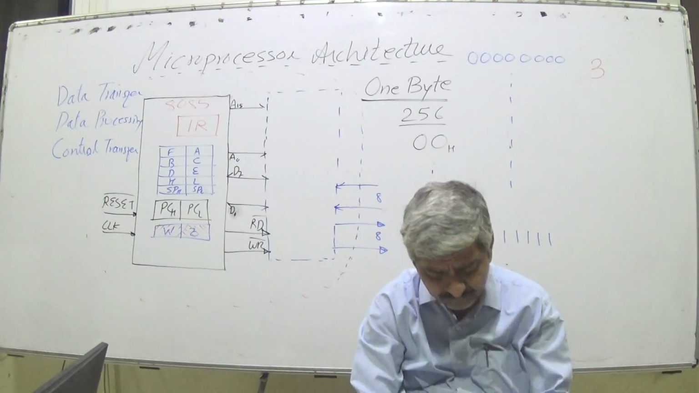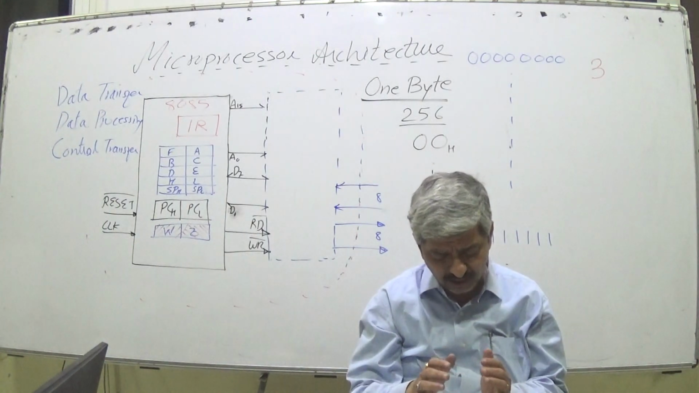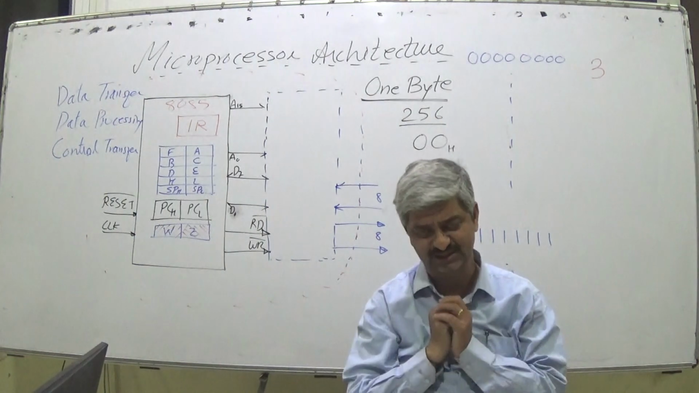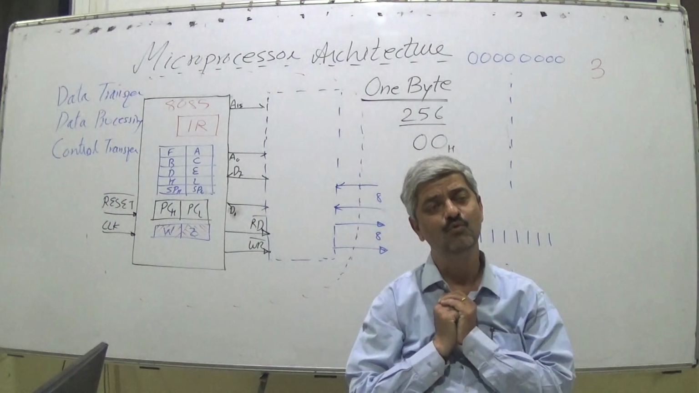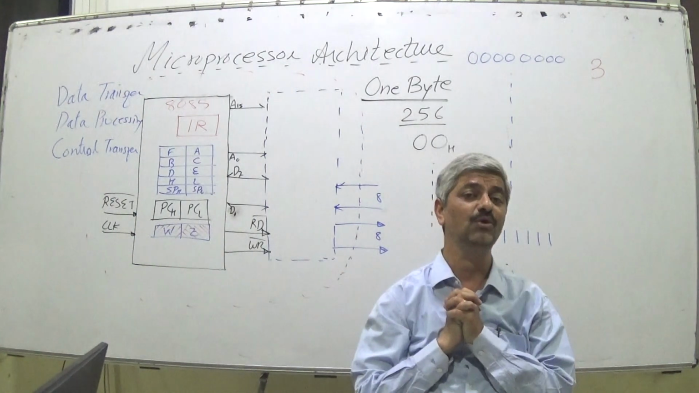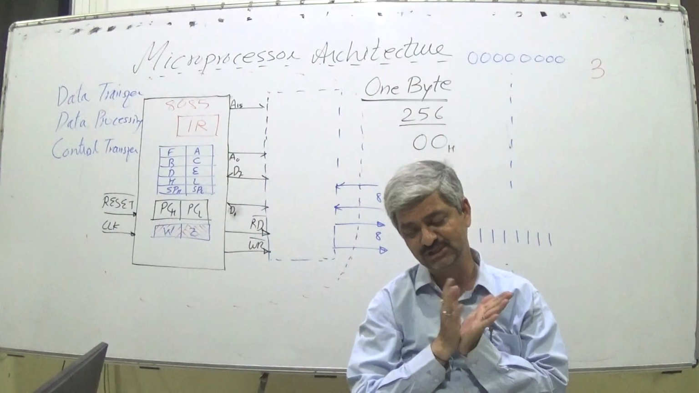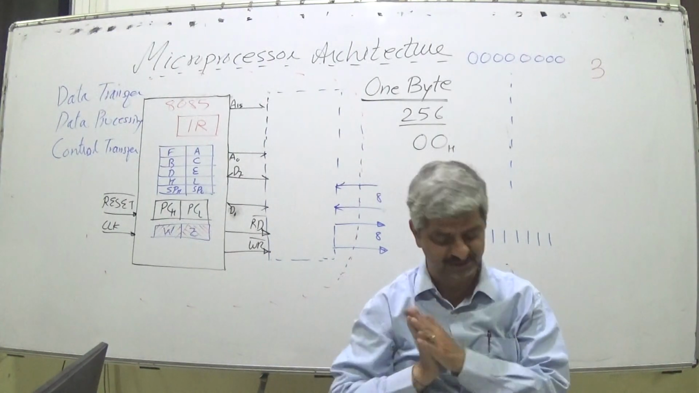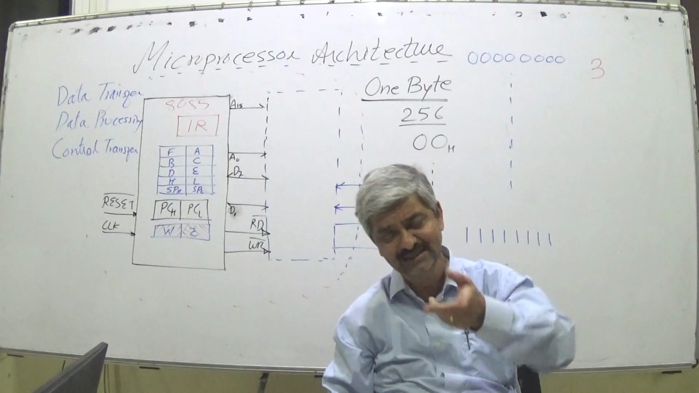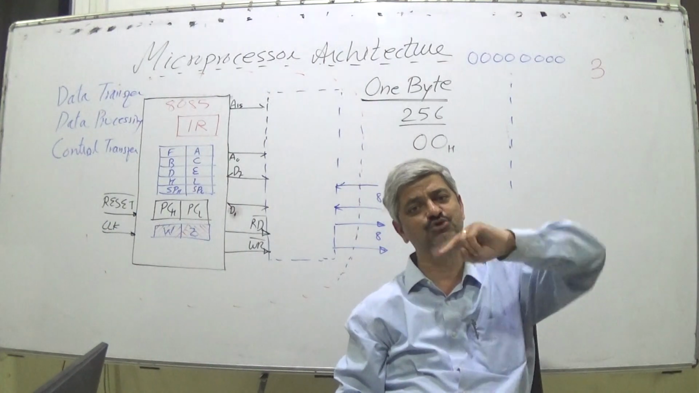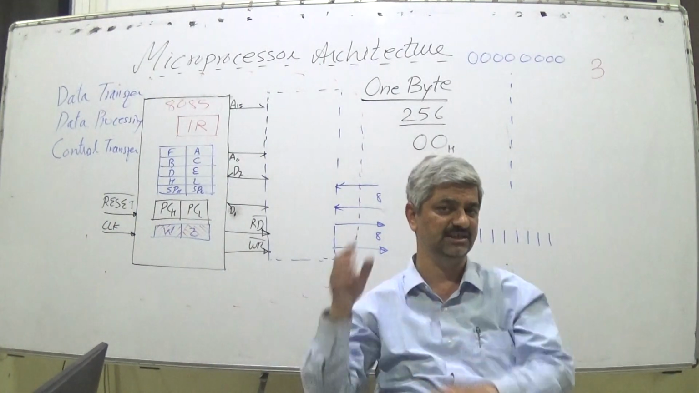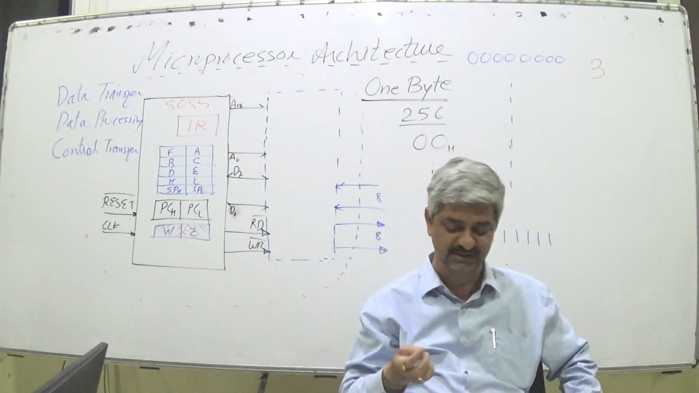Then how I should design the instruction set is, what instructions do I want. So let us talk about data transfer instructions. In data transfer instructions, there has to be a source and there has to be a destination.